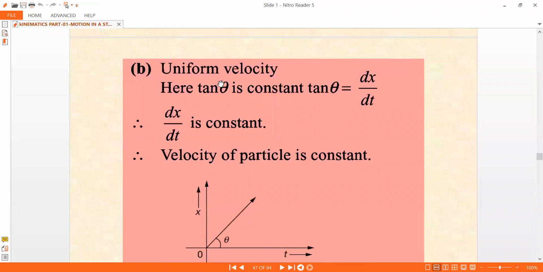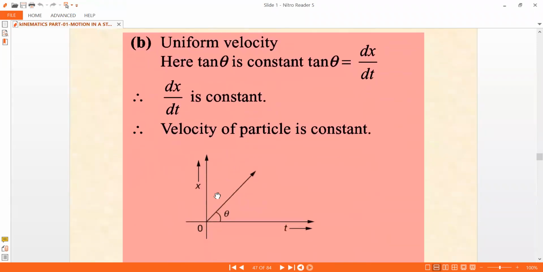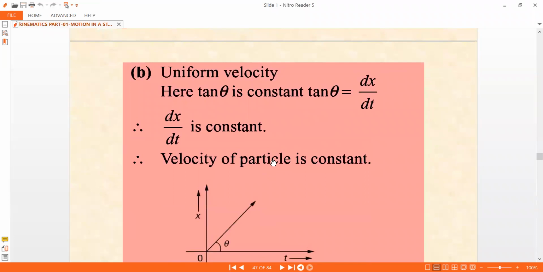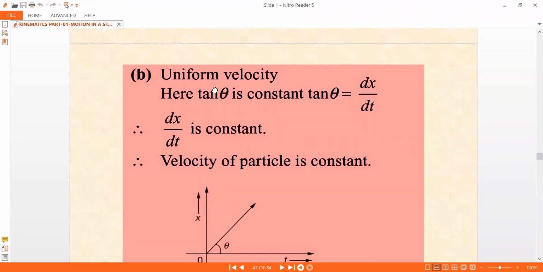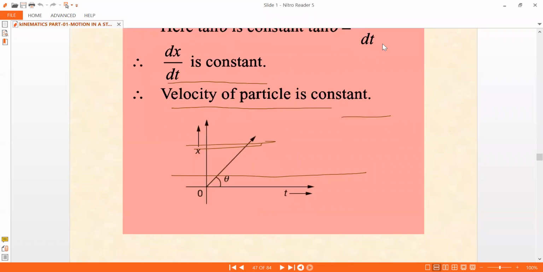Uniform velocity will be like a straight line. So it will be of the form y equal to mx, or y equal to mx plus c. So for uniform velocity, tan theta is a constant, that is dx by dt, and dx by dt is a constant. So tan theta remains constant, velocity of the particle is constant. Because it's a straight line, the slope remains constant. That is the basic idea here.